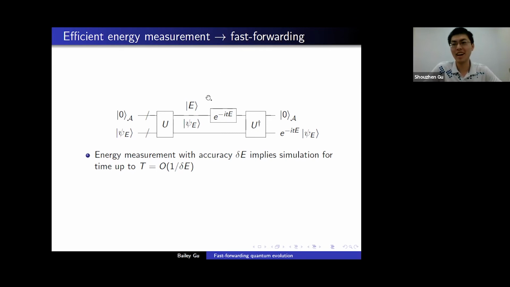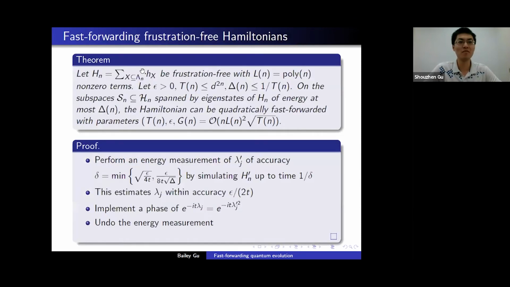If we put together all of these facts, we can prove fast forwarding of frustration-free Hamiltonians. Here is the theorem statement. We have a Hamiltonian that is a sum of L terms and is frustration-free. We also restrict our initial state to be in a subspace of low energy, so the energy cutoff delta is scaling as 1 over t, where t is the maximum simulation time that we're interested in. If this is the case, then the Hamiltonian can be simulated with these parameters. The number of gates is going to be scaling as n L squared times the square root of t. So the square root of t here means that we have quadratic fast forwarding.